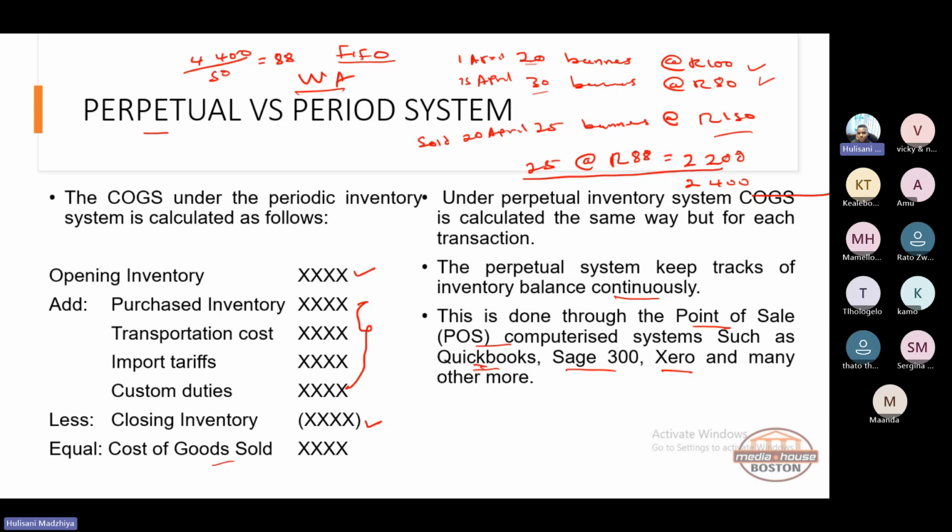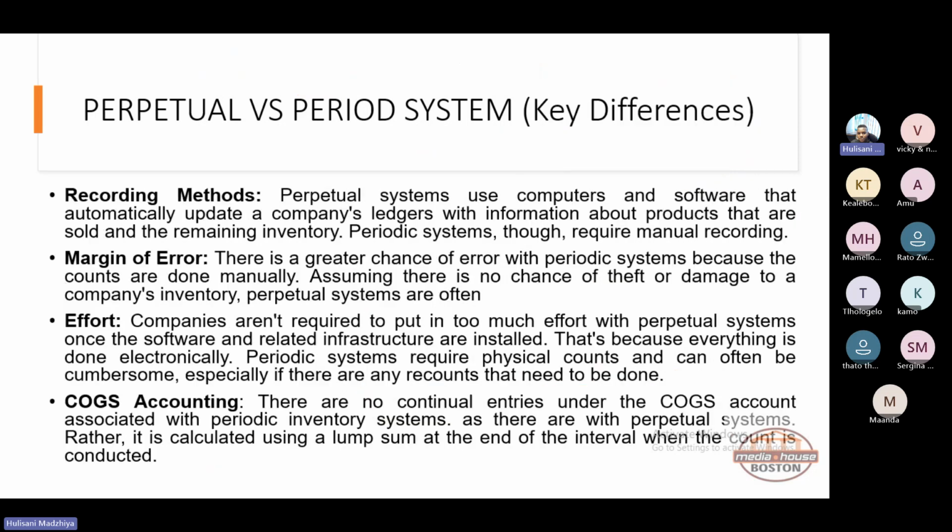So is there anyone who has any question so far? Anyone with a question so far? Okay, if you don't have any question, then this takes us to the difference between perpetual and periodic system.